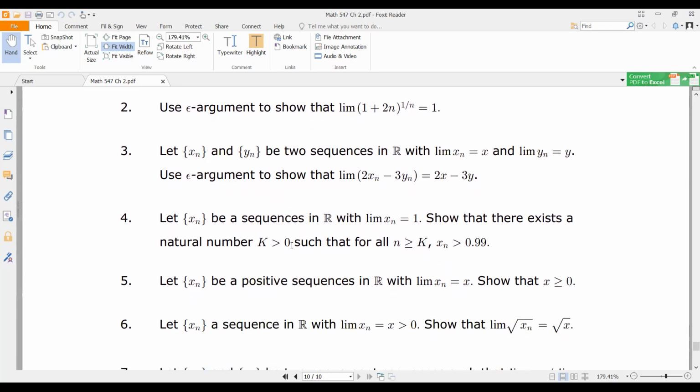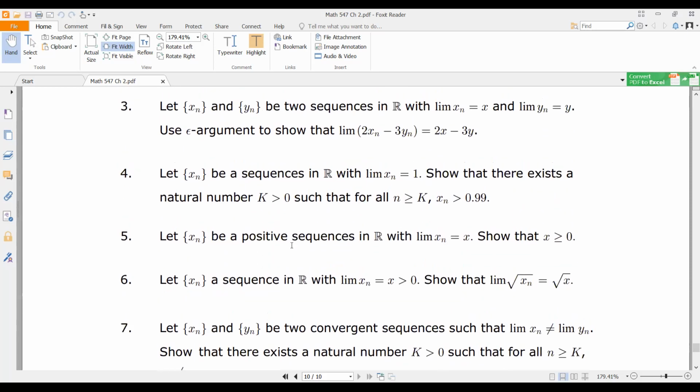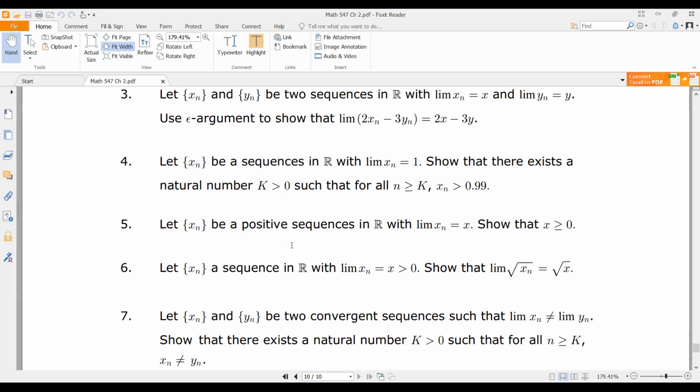In the next three problems, like 4, 5, 6, there are some problems again related to the epsilon argument. This kind of problem should also be prepared, and I can tell you which one is similar to the quiz problem. Maybe similar to number 4, or similar to number 5, something like this. So far I have talked about three possible problems in the quiz.